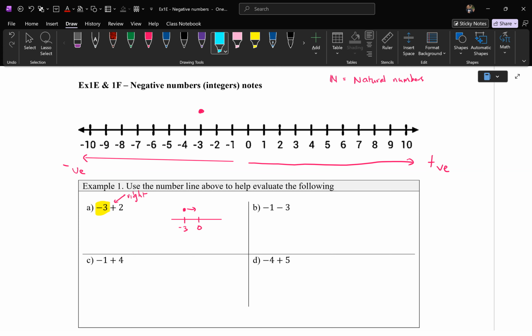Let's go with Oliver. 2, because it says 2 there. So I'm saying go to the right by 2. So in this position, I'm going to go 1. That's 1 step. I'm at negative 2. And then I do another step. I'm now at negative 1. Now, notice the way I'm laying it out.